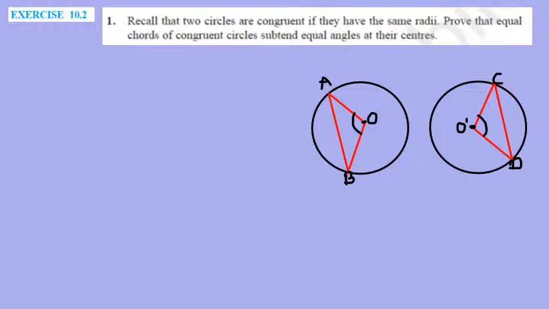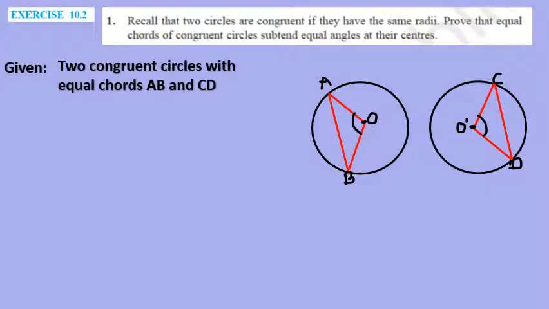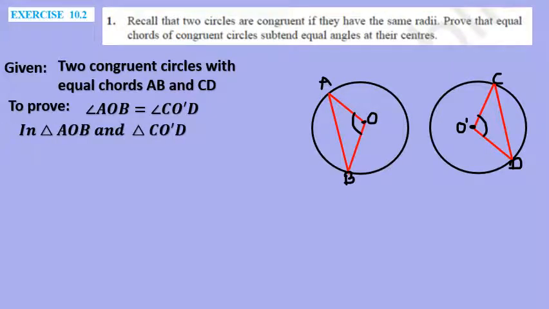Now it is given that two congruent circles with equal chords AB and CD. We need to prove angle AOB equal to angle CO dash D. So how to prove? In triangle AOB and CO dash D, AB equal to CD because it is given that they are equal chords.